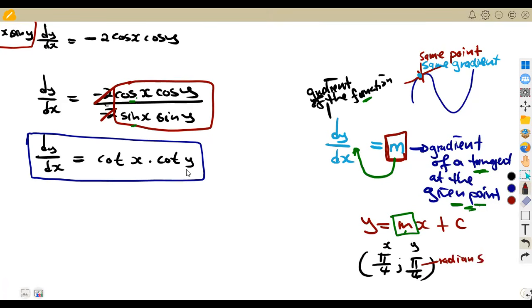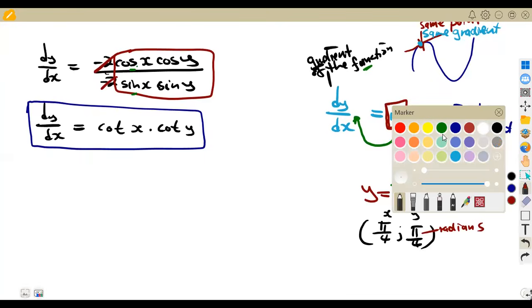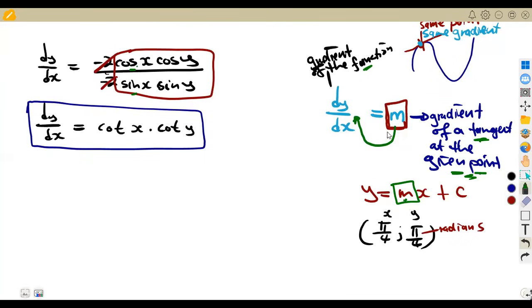We are talking about radians. Your calculator is supposed to be in radians unless you convert this to degrees. So this is what you are going to do. You are supposed to substitute now because you want to obtain m, and I'm saying m represents dy/dx at the given point, and this is your dy/dx, which is cot x cot y.